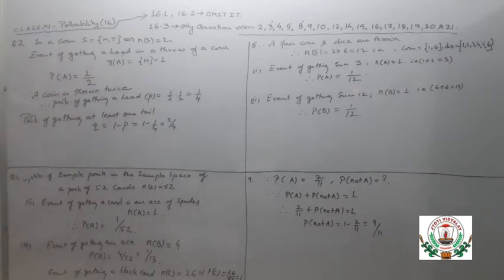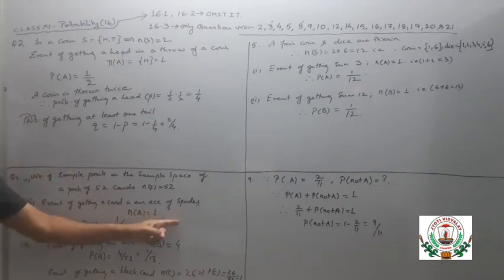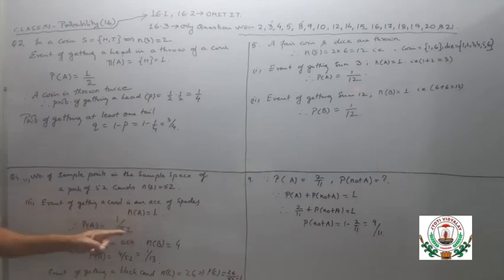Question number 4. How many sample points will be there in the sample space of a deck of 52 cards? So the possible outcomes will be 52. So the number of sample points will also be 52. Event of getting a card that is an ace of spade. There is only one ace of spade out of 52 cards, therefore n of A is 1, and probability of A will be 1 upon 52.